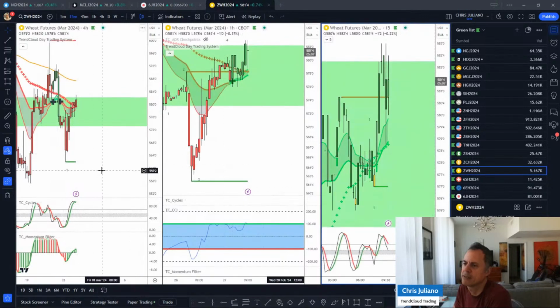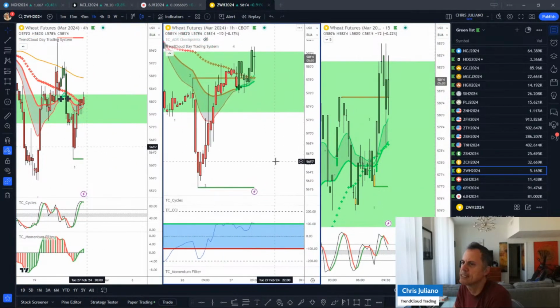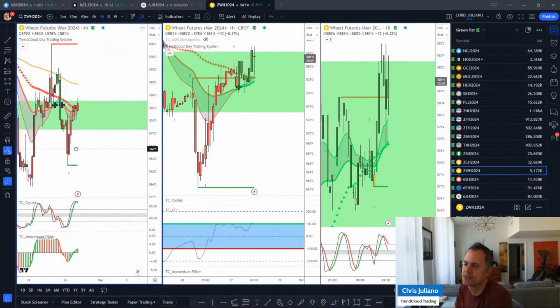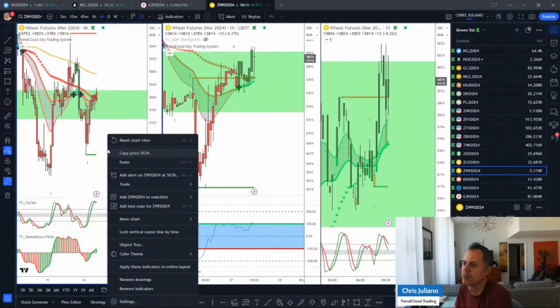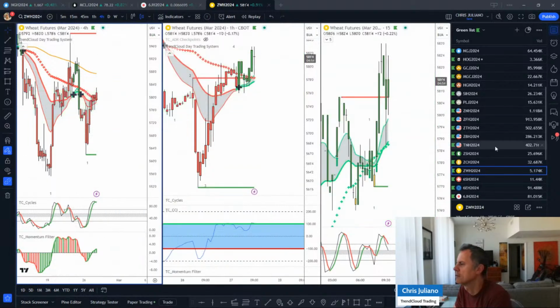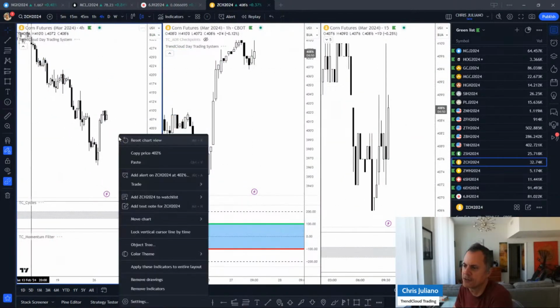Wheat. Okay, wheat is not extended and it's just a mess. I mean, that looks like a mess to me. Break into the downside, nothing on wheat. But corn, we might be able to get a fix on corn.